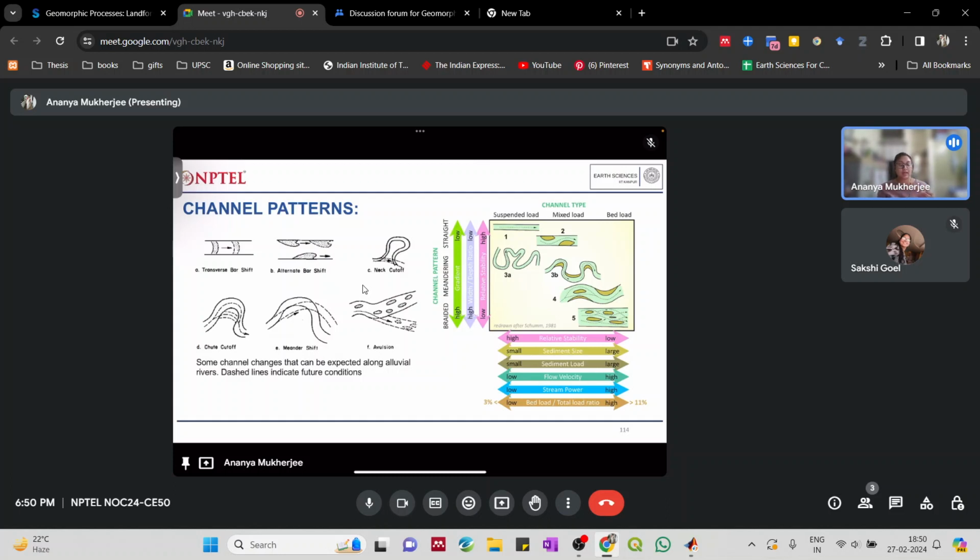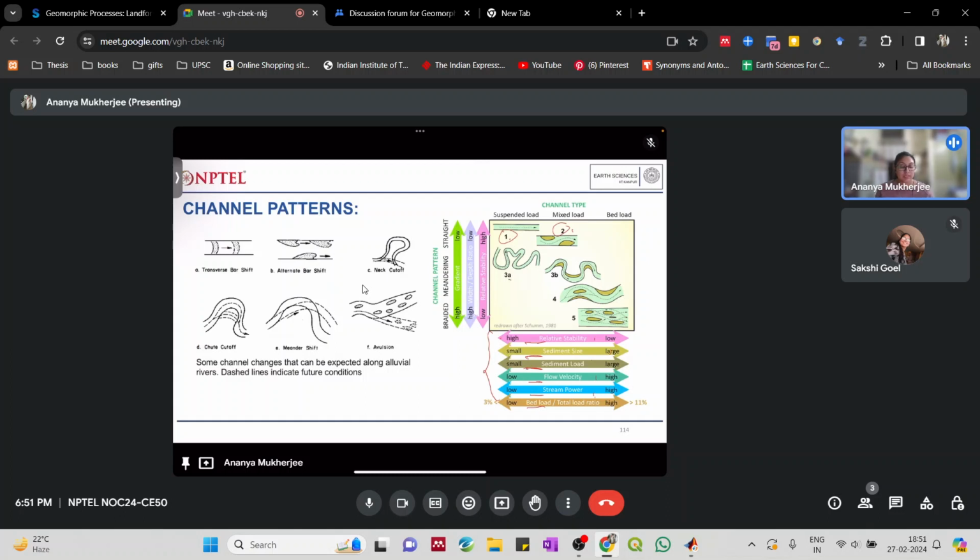Channel patterns, as you can see in these 6 terms, are the factors that help in forming a certain kind of channel pattern. If you vary any of these factors, your channel pattern would change from the pattern number. These numbers are a classification that was given by Schumm. So you can have a channel pattern 1, 2, 3A, 3B, 4, 5.